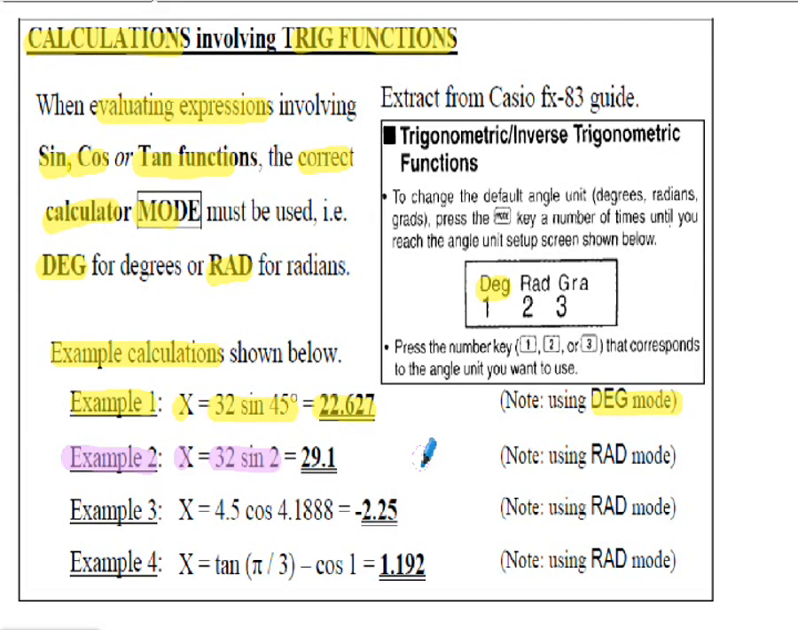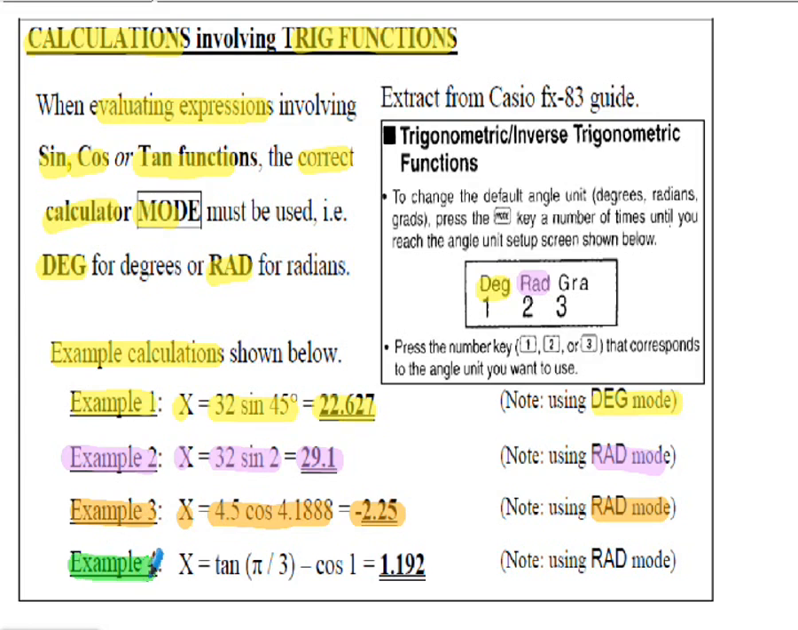If we use degree mode here, we will get the wrong answer. We need to be in radians mode. So 32 multiplied by the sine of 2, when you're in radians mode, will give you 29.1. So that was radians mode. Reviewing example 3, x is equal to 4.5 multiplied by the cos of 4.1888. Again, no degree symbol, so we'll assume we'll be in radians mode, and the answer in that case would be negative 2.25.